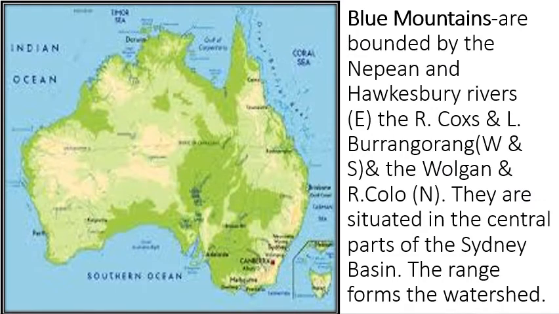Blue Mountains in New South Wales are bounded by the Nepean and Hawkesbury Rivers in the east, the Cox River and Lake Burragorang in the west and south, and the Wolgan and Colo Rivers in the north. Geologically, they are situated in the central part of the Sydney Basin. The range forms the watershed between the Cox River to the south, meaning it separates the Cox River and the Grose and Wolgan Rivers to the north.